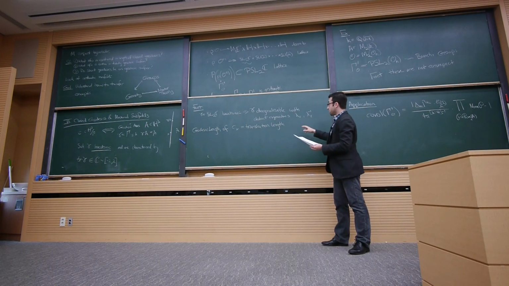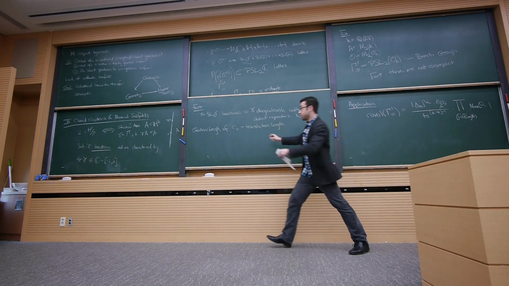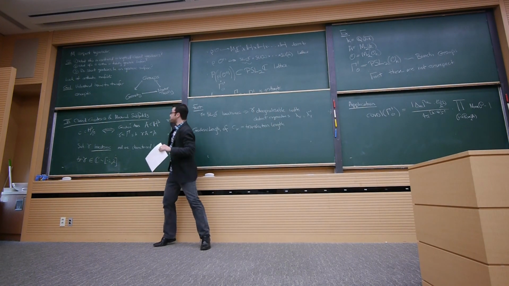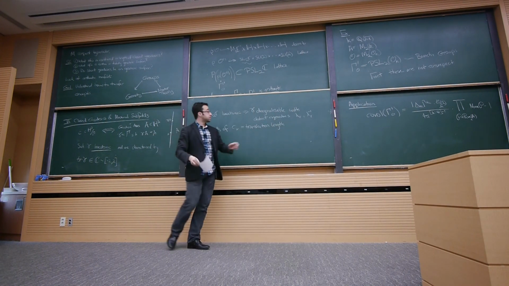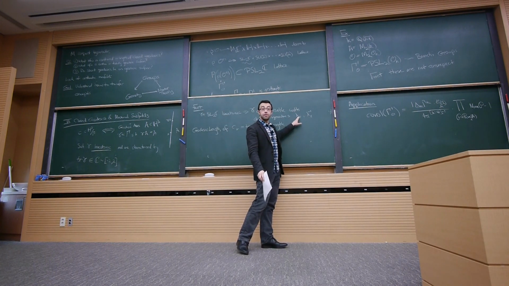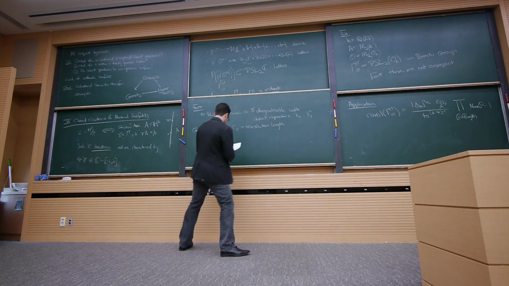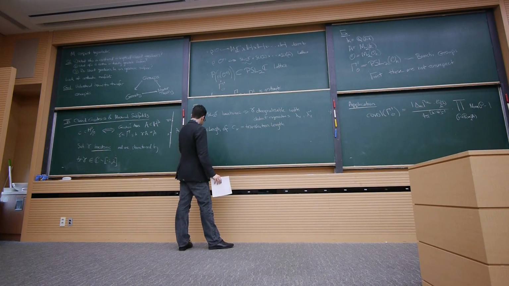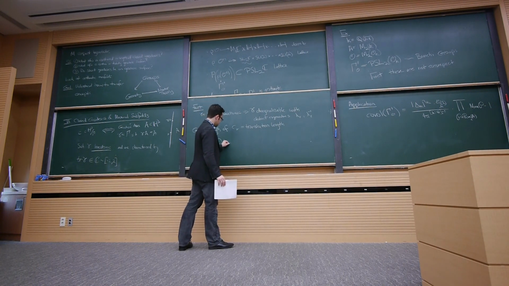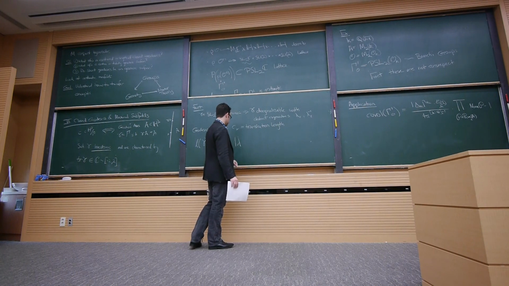Okay, so the translation length, how much this element shifts along that axis, which is the length of this geodesic, is given by this. It is equal to 2 log lambda.